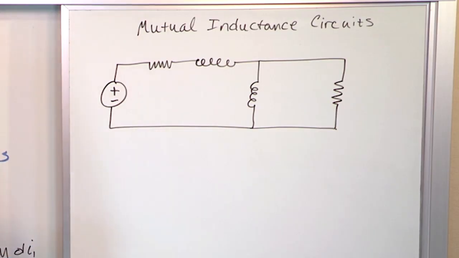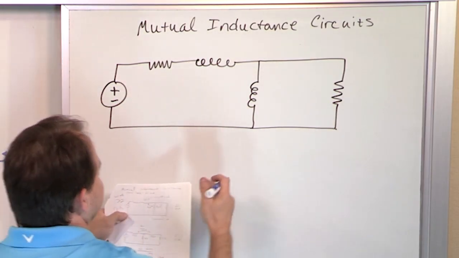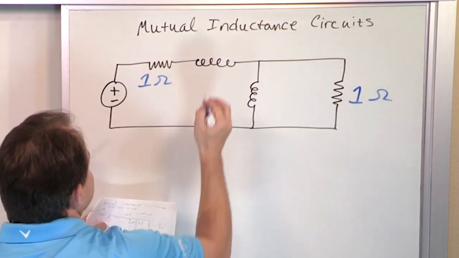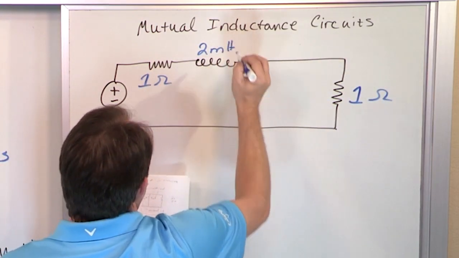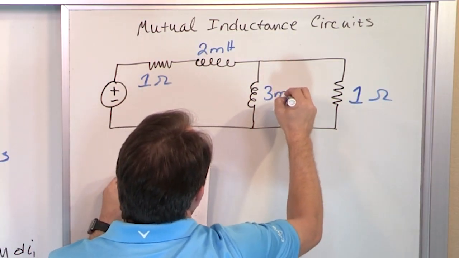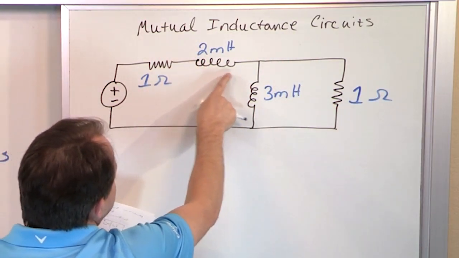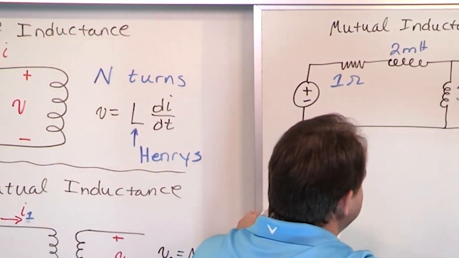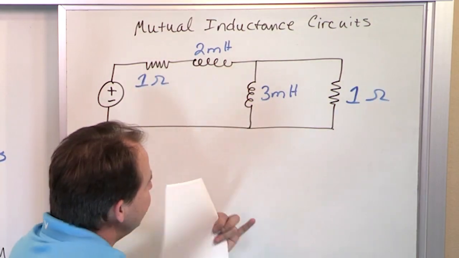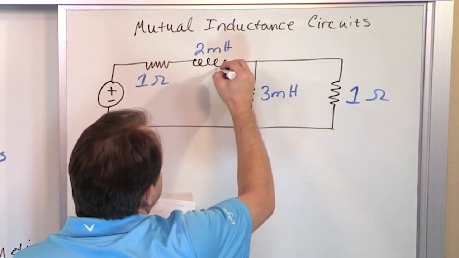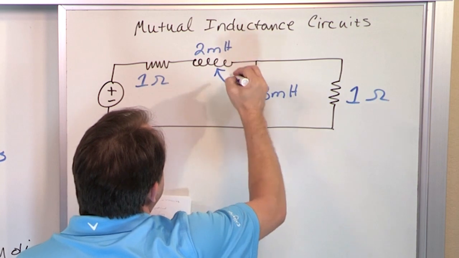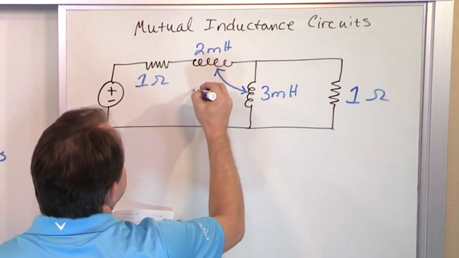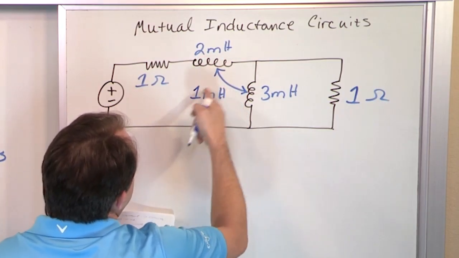So for instance, a circuit that you might see would be that this resistance doesn't matter. You could say 1 ohm. You could say 1 ohm. You could say this is like 2 millihenries. And you could say this is like 3 millihenries. So you see, when I write the numbers above the coil, that is the self-inductance L of that coil, just like it always is. But if these two coils are physically close together, what you see on a circuit is a double-headed arrow pointing to both of them. And you might see 1 millihenry in between them like that.